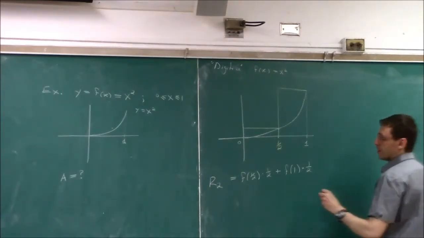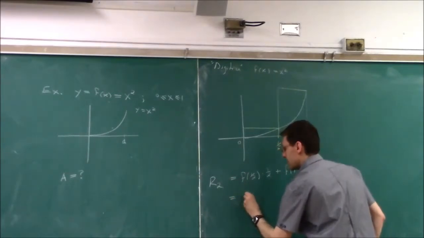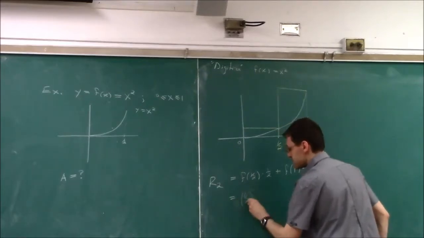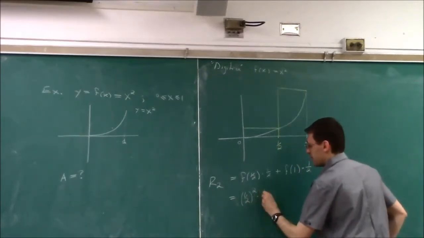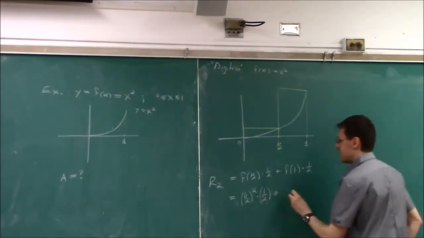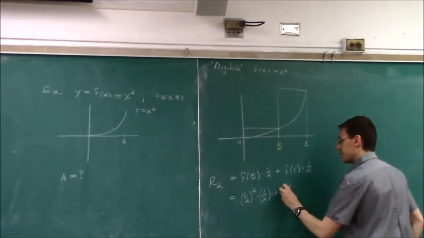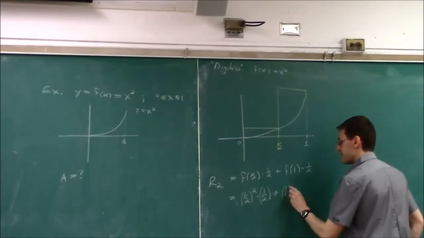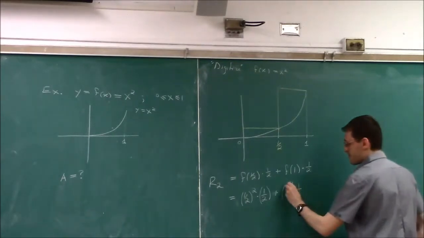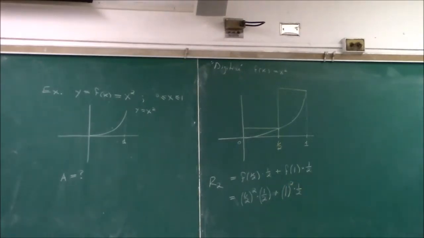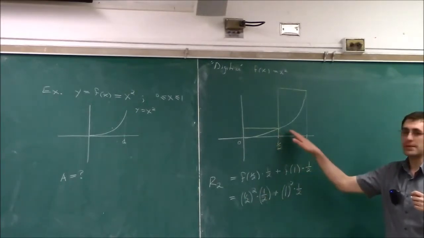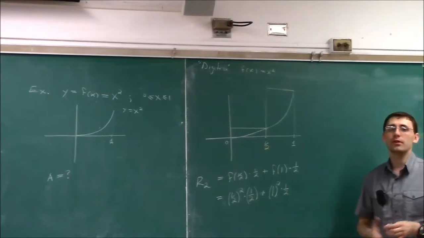Okay? So that is simply (1/2) squared times 1/2 plus 1 squared times 1/2. Correct? Now there is no need to calculate the sum. What can you say about it? Is the sum going to be more than what appears to be the area below the curve, or less, or equal to it?